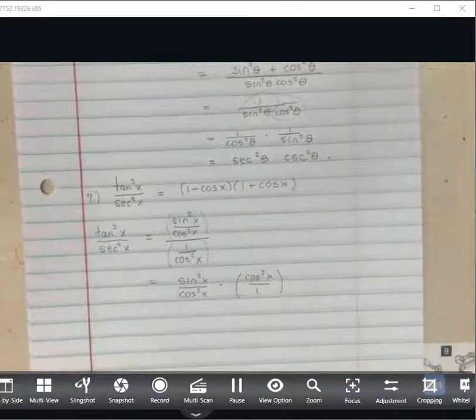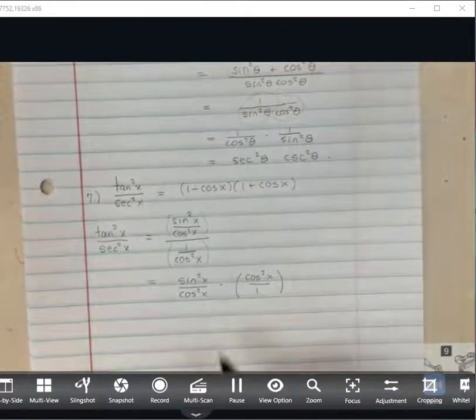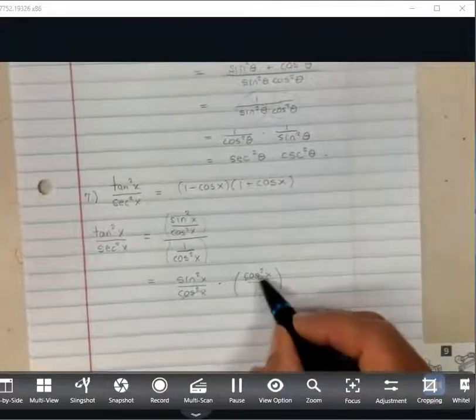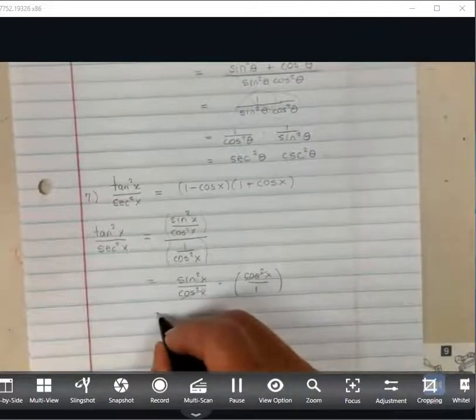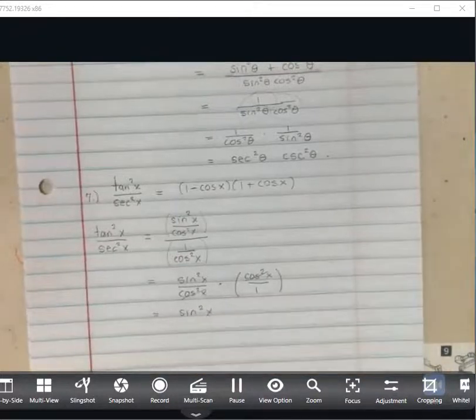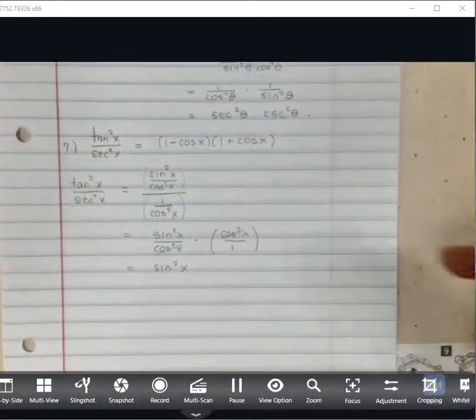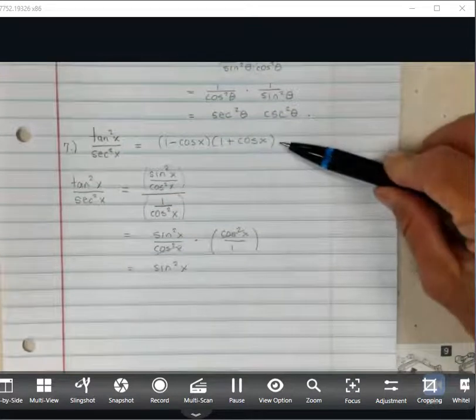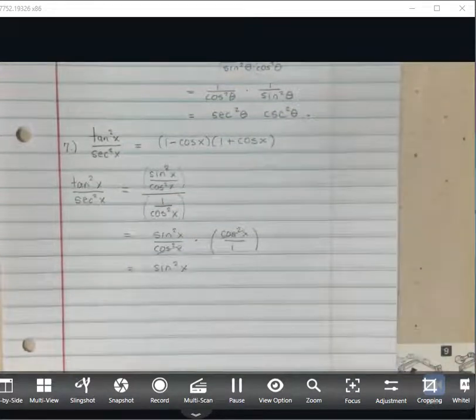Okay, I got a common factor, top and bottom. I'm gonna take it out. And I have sine squared over 1, which is just sine squared of x. I'm trying to write that in terms of cosines. So now I need to replace my sine squared with what? 1 minus cosine squared.